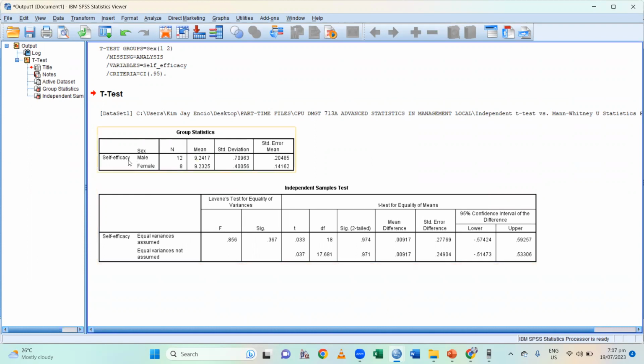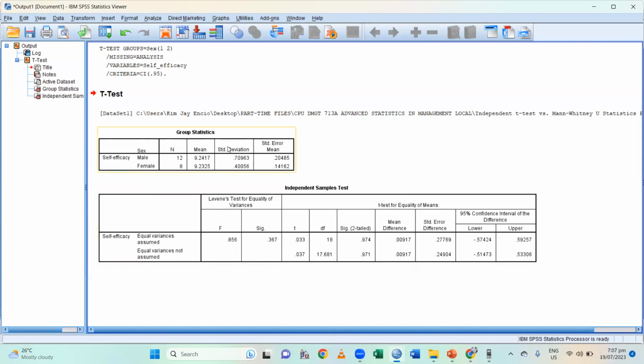Now, if you could see for the self-efficacy here, in N, there are male 12 and female 8. What does this mean? It means that in the data that you have, there are 12 males and 8 females. Take note, it's just small here. In reality, there should be at least 30, or sometimes 60, or even hundreds of them. However, for practice purposes, we only opted for a small number of data because it's just for practice anyway.